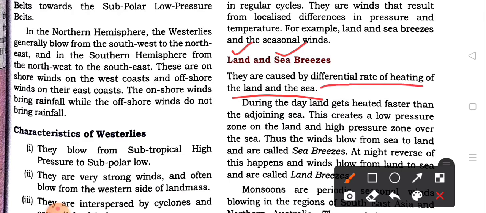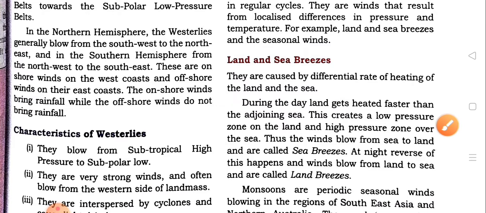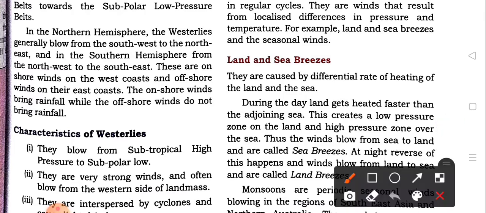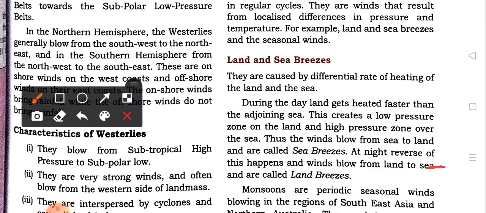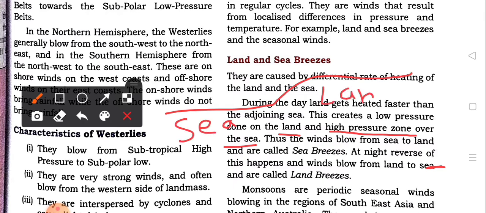So during the day the land gets heated faster. As we know, the land absorbs the sun's heat and gets heated faster than the adjoining sea. This creates a low pressure zone on the land and a high pressure zone on the sea. Thus the wind blows from the sea to the land.